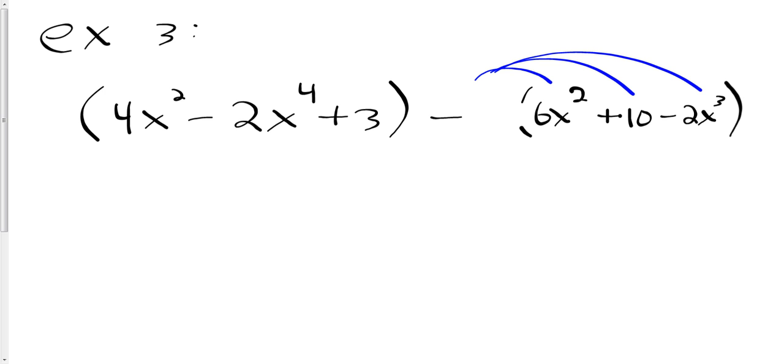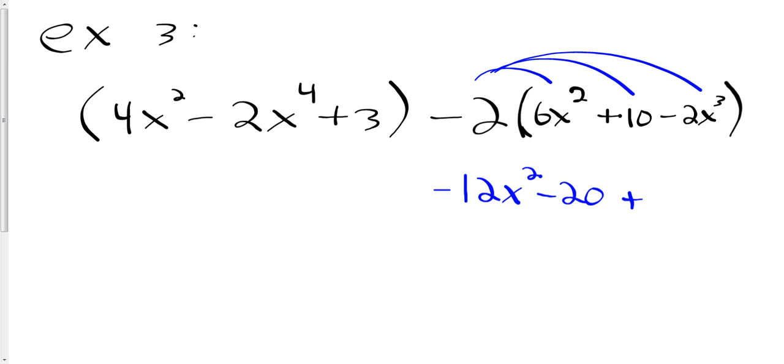Distribute just the negative sign. So I think I had a 2 here, right? So let's just do all those blue ribbons. I call them ribbons. So what do we got? Anyone want to tell us what we got when we distribute? We did a little bit of work with this, right? Go ahead, Ryan. Negative 12x to the second power. Good. Plus negative 20. Yep. Minus negative 4x to the third power.